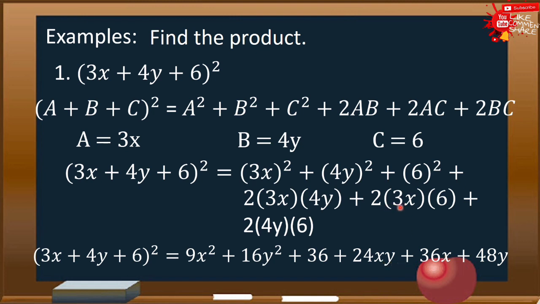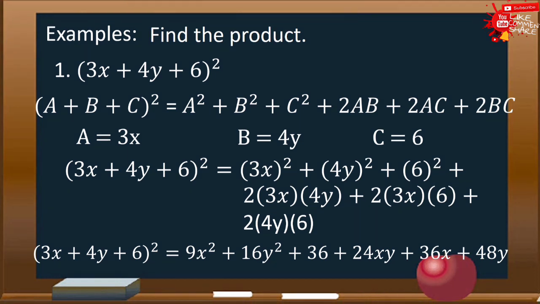Plus 2 times 3x is 6x, times 6, we have 36x. Then plus 2 times 4y is 8y, times 6, we have positive 48y. Therefore, the square of 3x plus 4y plus 6 is equal to 9x squared plus 16y squared plus 36 plus 24xy plus 36x plus 48y.